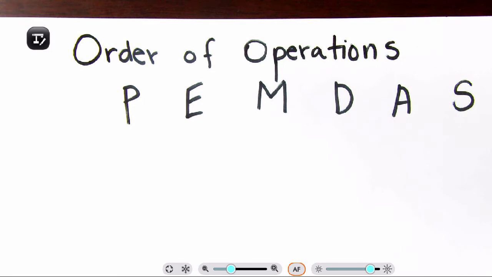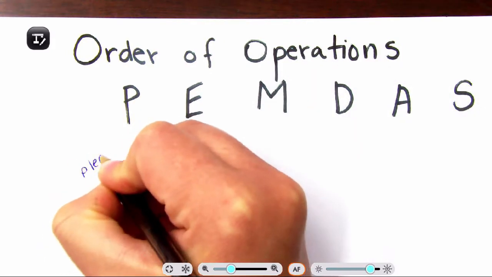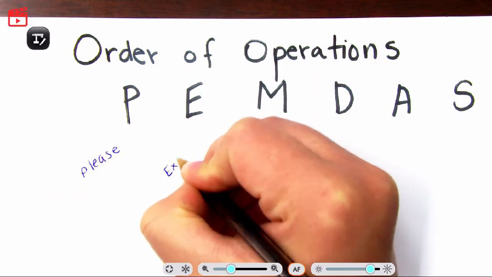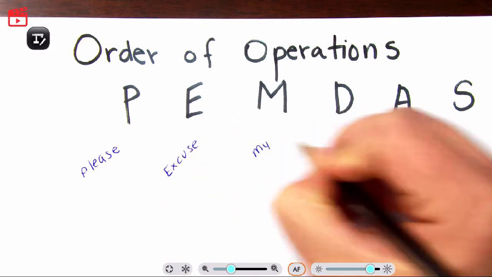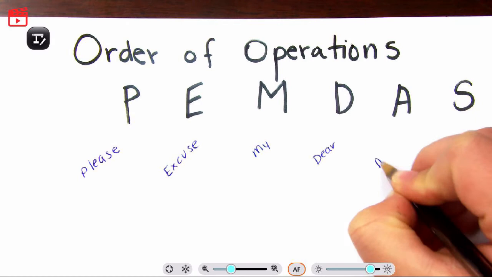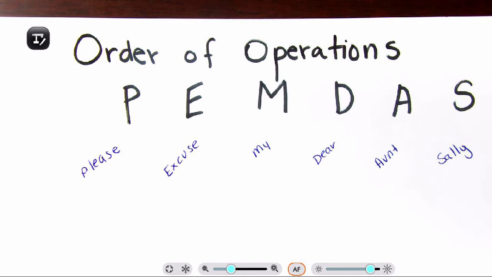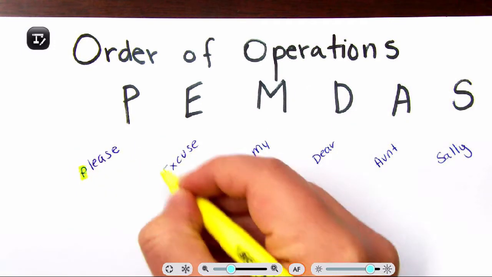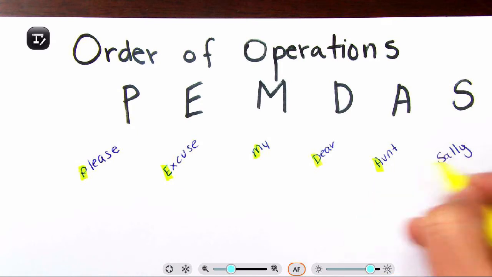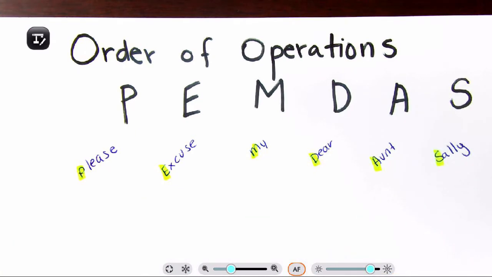All right, speaking of Miss Aunt Sally, let's go ahead and determine where Sally is. Whenever you see PEMDAS, that's just an acronym for Please Excuse My Dear Aunt Sally. Notice how each beginning letter corresponds with each letter in PEMDAS. So here's P, E, M, D, A, and S for PEMDAS.